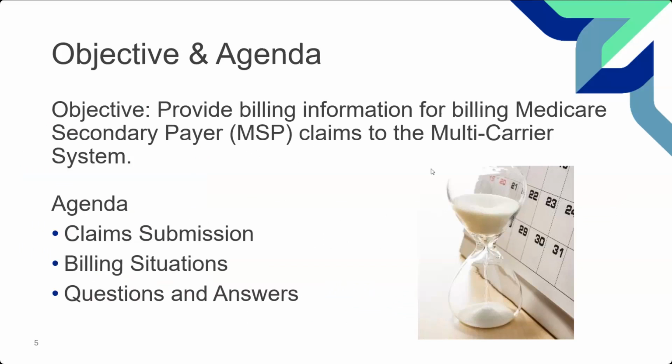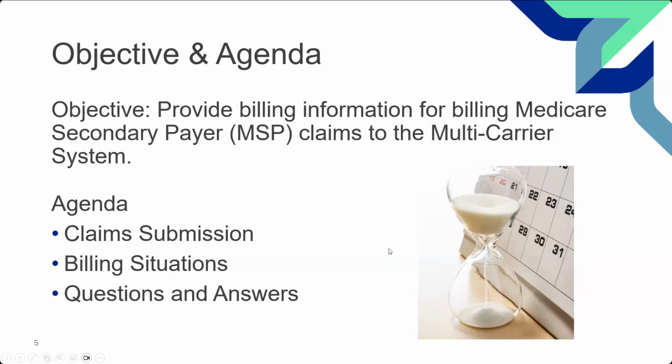What are we looking at today? Well, we're looking at claims billed to Medicare through the multi-carrier system, again, through the 1500 or the 837P electronic transaction. We want to talk a little bit about claim submission. We want to talk about some billing situations. And then last, we do want to address your questions to make sure that we don't miss anything.